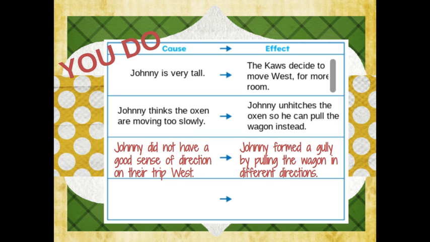directions. Now, yours do not have to be word for word like mine, but you do need to say something about the cause. Johnny didn't have a good sense of direction. And the effect, he kind of walked back and forth, forming a gully on their path.